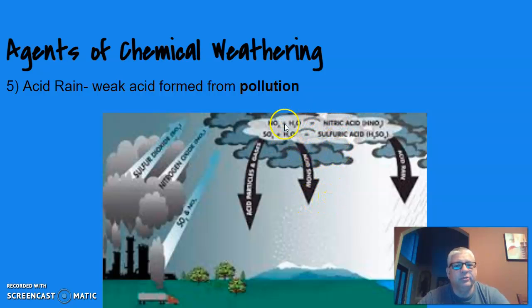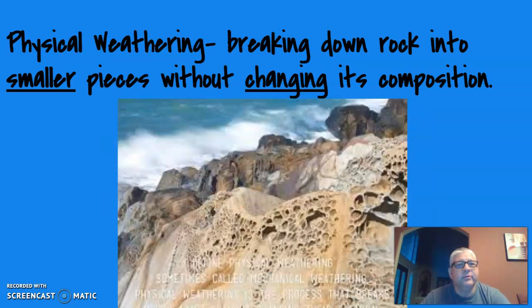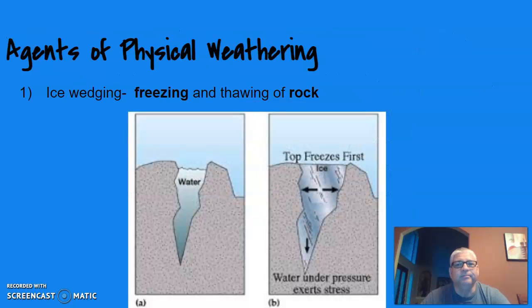Acid rain, because of pollution, it will hit a rock or some type of rock and will cause it to weather by chemical means. So next is physical or mechanical, as I called it earlier. It's breaking down of rock into smaller pieces without changing its composition. So the rock is not rust any longer or something like that. It is just breaking it down. It's like you taking a piece of paper and tearing it in half. That would be a good example of physically changing the paper, not chemically.